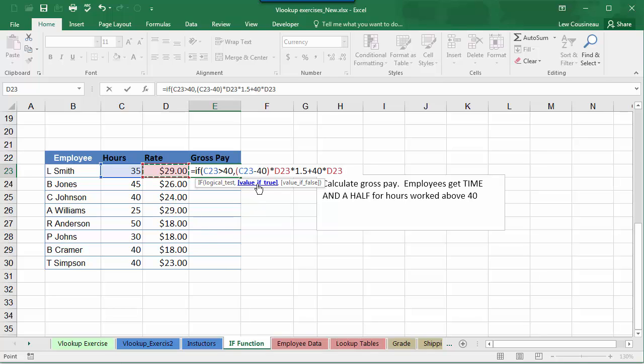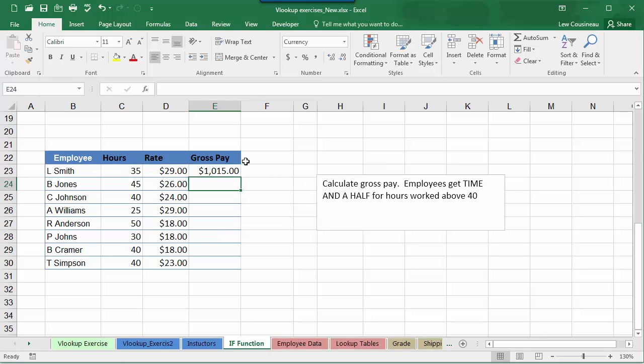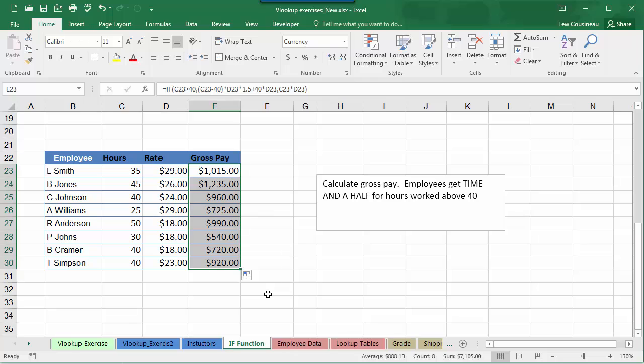Now I'm done with the value of true. There it is. I can now type a comma. I'll click there, type a comma, and now, what am I going to do if they didn't work more than 40? So at that point, comma, I just want to take their hours times their rate. So now I can close up my if statement. So are they greater than 40? If so, then here's what we're going to do. If they're not greater than 40, then we're just going to take hours times rate. So I hit enter, and I can now drag that down.